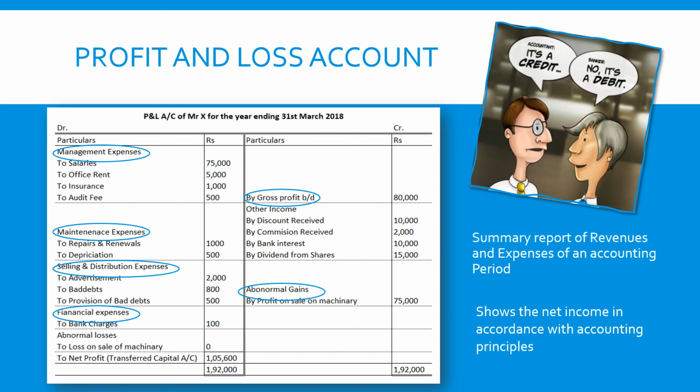Say, for example, you have a motorbike. You have a small business and you have a motorbike, and you are properly and completely using it for that business, and now you are selling that motorbike. If you have made any profit on that, then it becomes an abnormal gain, and if you have made any loss on that, then it becomes your abnormal loss.